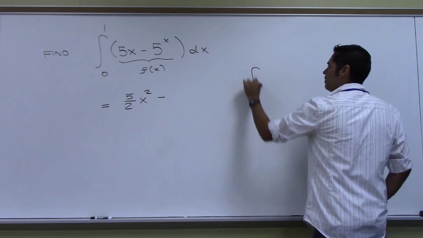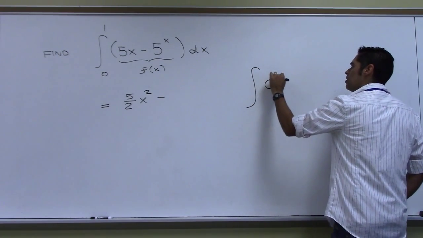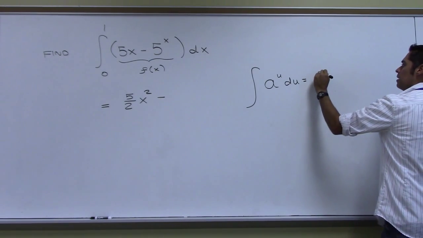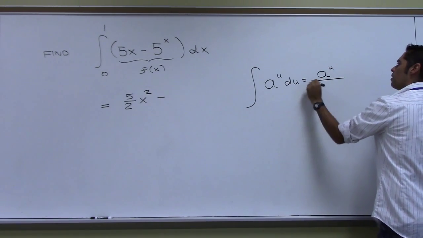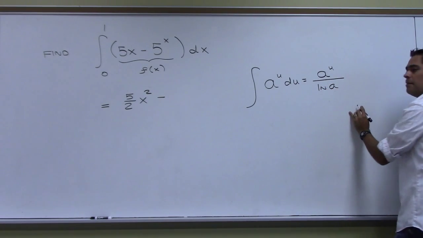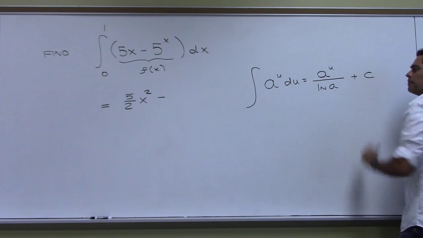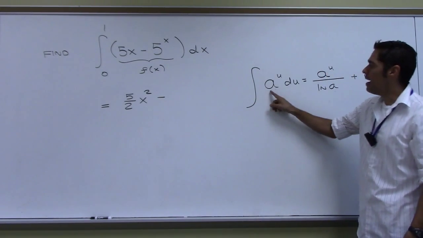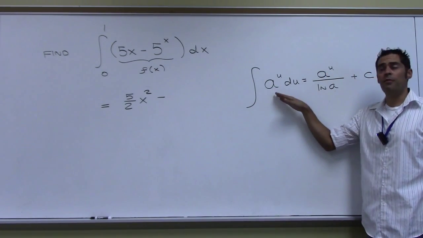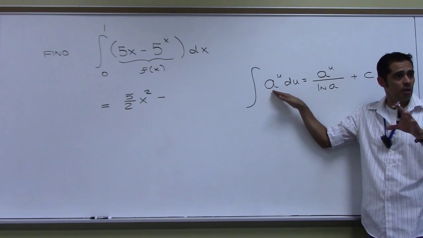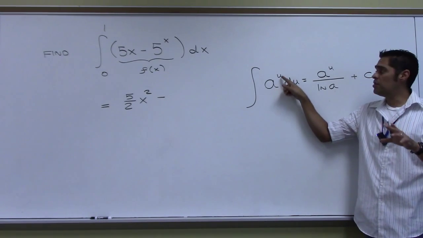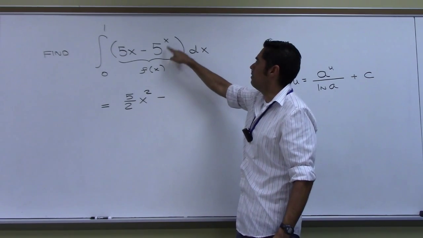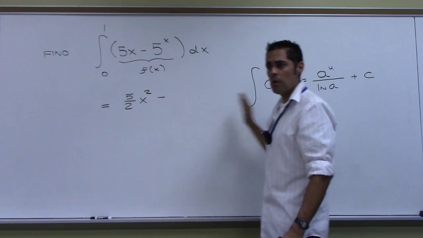Formula number 5 says if you find the antiderivative of a to the u du, the antiderivative is a to the u over natural log a, right? Plus a constant. So you know that you're using this formula because a is a number. The variable in the problem is u. So here a is 5, right? And the variable we have is x. So that's why we're using this formula.